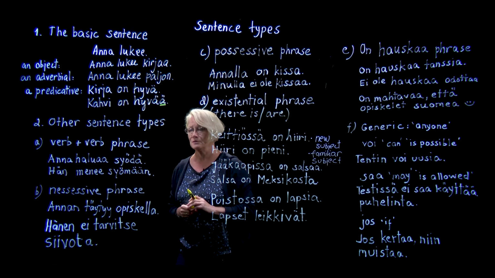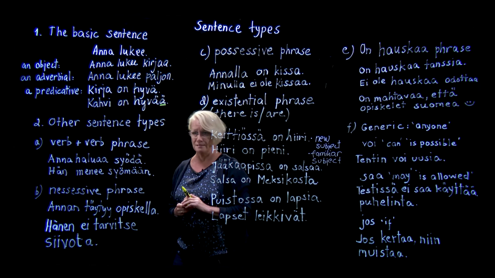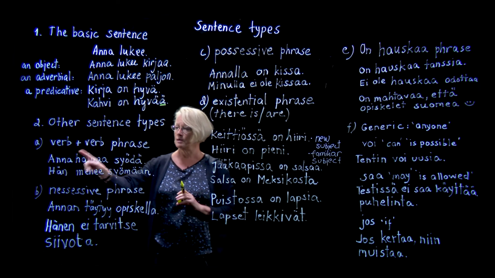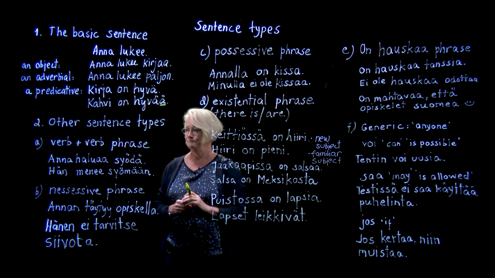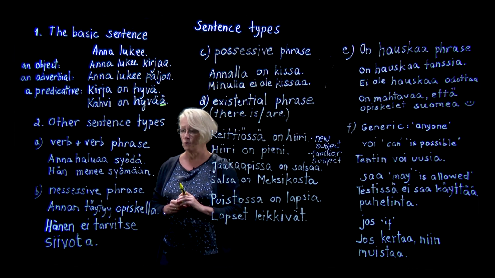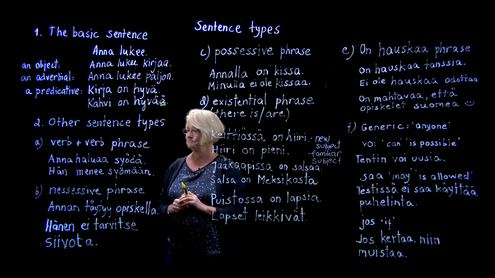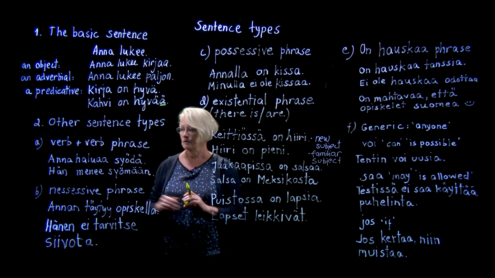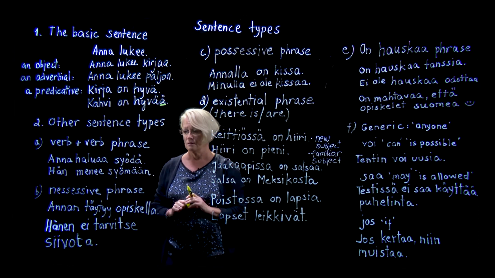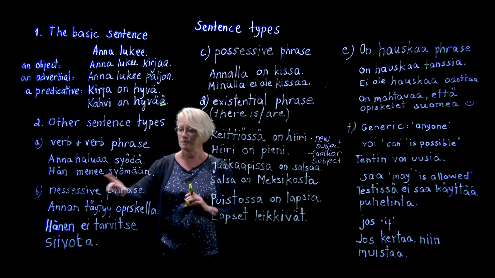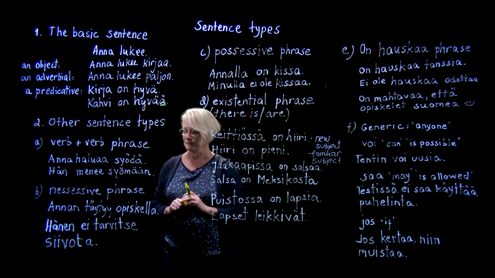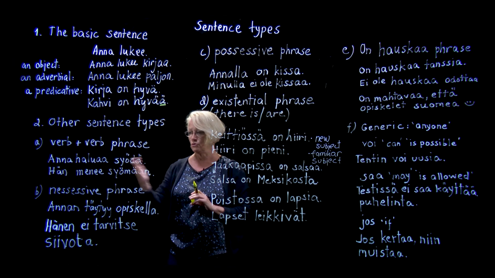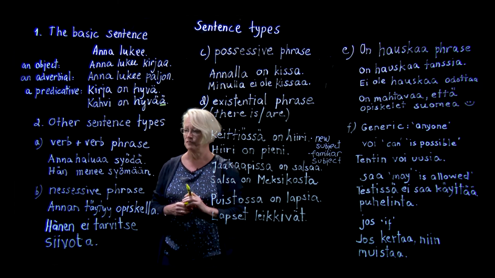And let's take a look at other sentence types. Verb plus verb phrase. Anna haluaa syödä. Hän menee syömään. Haluaa plus A infinitive, menee plus MA infinitive. So you have to know which type of infinitive you need.